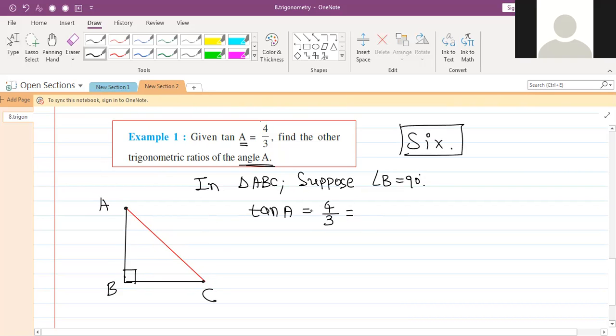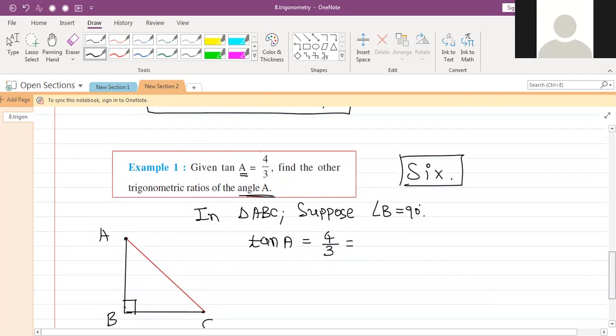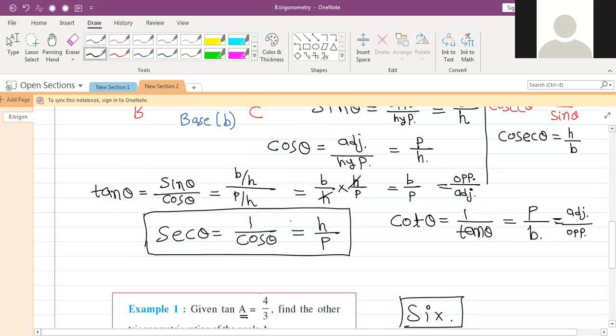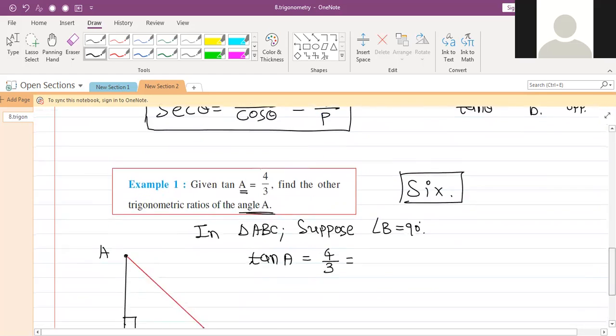Okay, so already one trigonometric ratio is given, and using this one we can find the other trigonometric ratios. So according to this formula, tan theta, here in our formula we have considered theta. In our question A is an angle, but the formula is the same. Tan means perpendicular upon base.